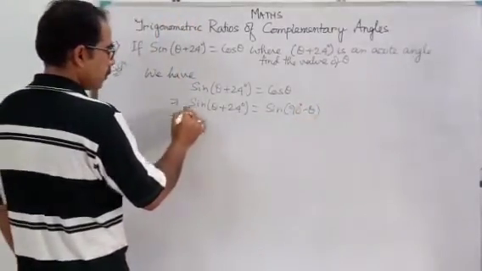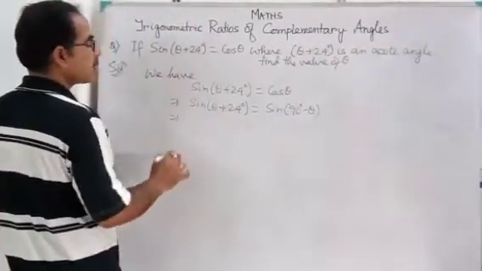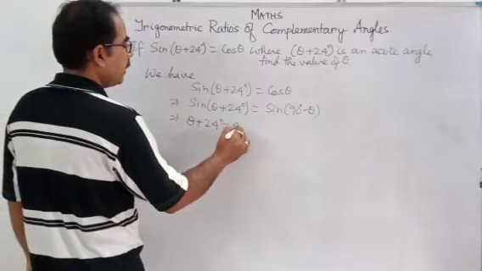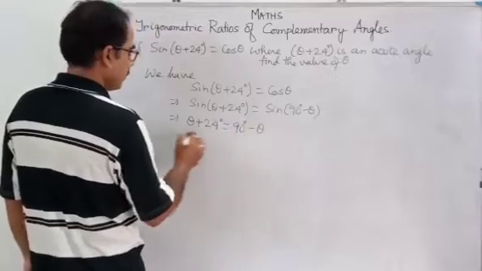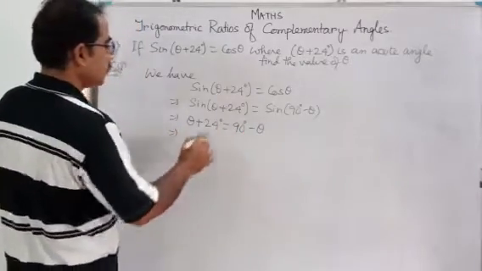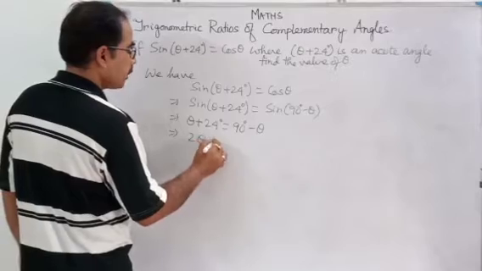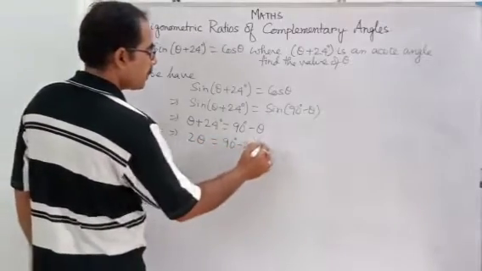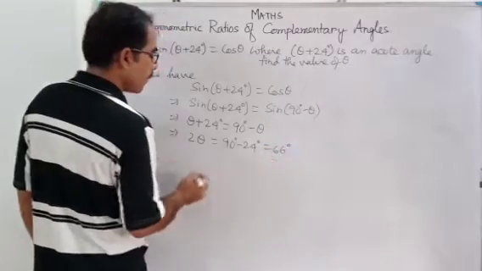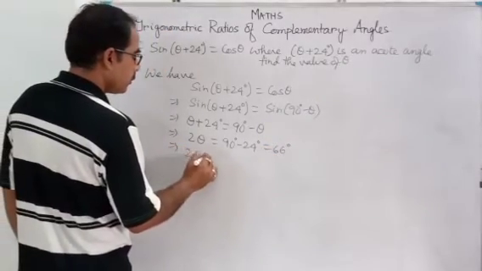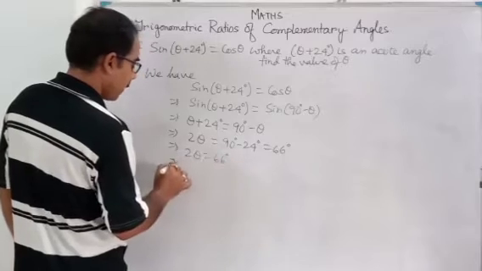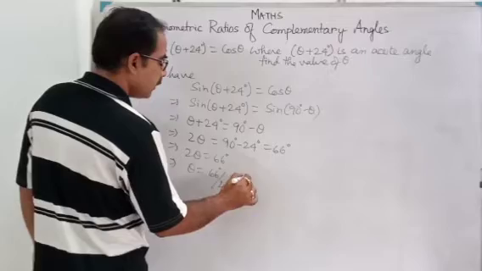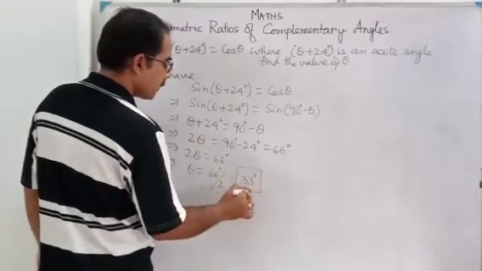Correct? So both the sides sin can be cancelled out. So ultimately you are getting theta plus 24 degree equal to 90 degree minus theta. If you take this theta this side, 2 theta equal to 90 degree minus 24 degree, that is equal to 66 degree. So 2 theta equal to 66 degree. That means theta equal to 66 degree by 2, that is 33 degree. This is the final answer.